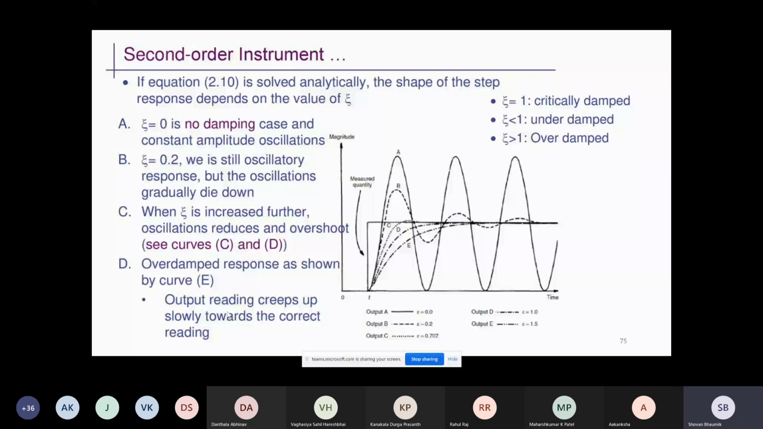And this is the output response of the second order system. For step response, there are also ramp response and sinusoidal response that will come later. So now tell me if you understood these slides.